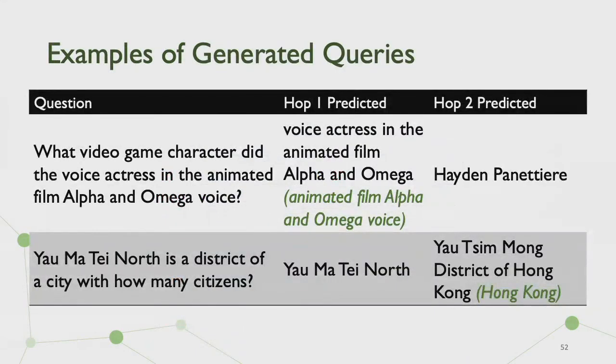So I also wanted to show you some examples of generated queries from our system in actual evaluation. So these are examples from the dev set, I think. The question is, what video game character did the voice actress in the animated film Alpha and Omega voice? So our model generated this query, voice actress in the animated film Alpha and Omega. That seems pretty sensible, whereas the Oracle query, the query derived from rules or heuristics, was actually animated film Alpha and Omega voice. It's not quite a constituent. And for this example, our second hop query matched the Oracle exactly.